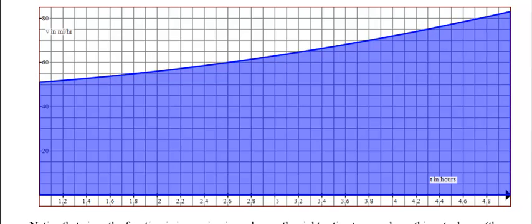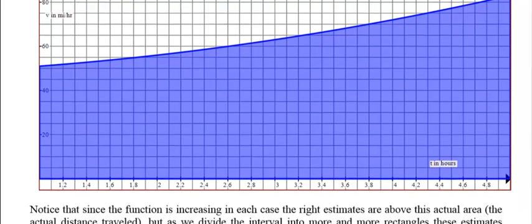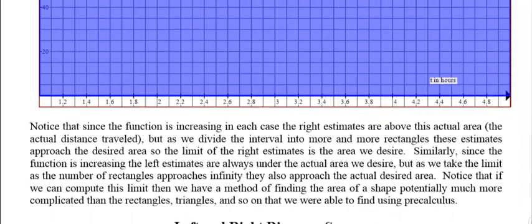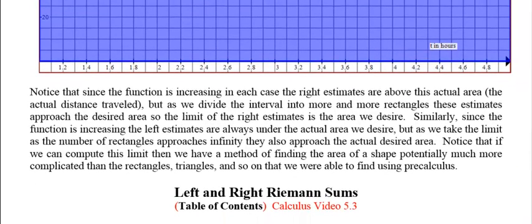Okay? So we're going to generalize this in the next video, where it's not necessarily just velocity and time, but any function f of x. Well, how can we see this, and how can we come up with maybe some basic formulas for this? And these left and right estimates are called left and right Riemann sums, and we'll come back to this in our next video.